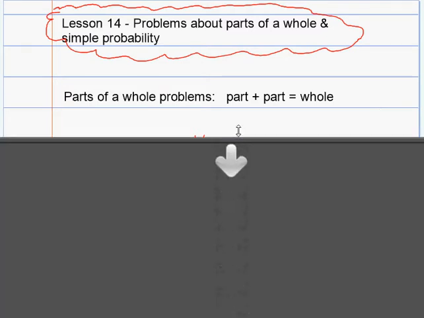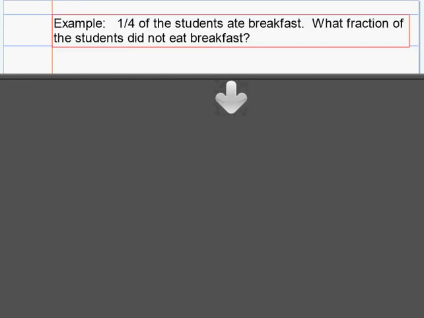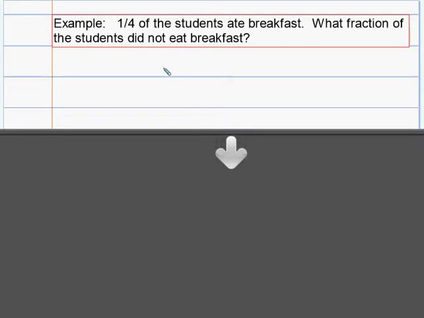Okay, so let's take a look at a couple sample problems. Let's see if I can grab onto that. There we go. Okay, here's problem number 1. I want you to write this in your notes. We have 1/4 of the students ate breakfast. What fraction of the students did not eat breakfast? Okay, so here's the first thing that I'm going to point out to you. This 1/4 of the students ate breakfast, and the question is what fraction of the students did not eat breakfast.